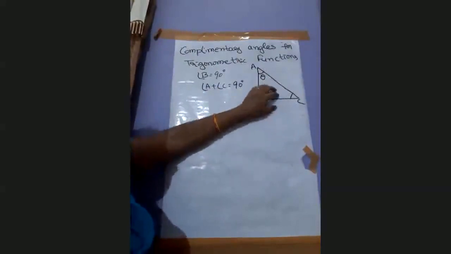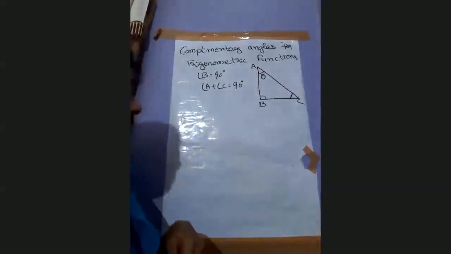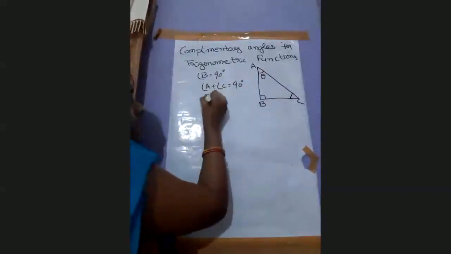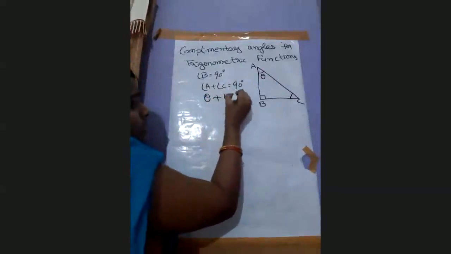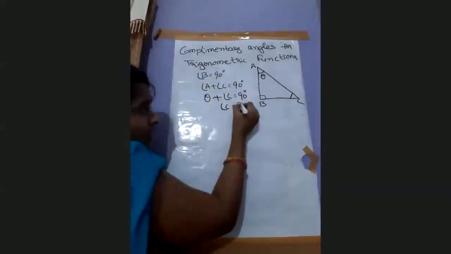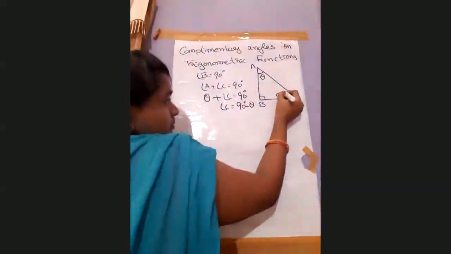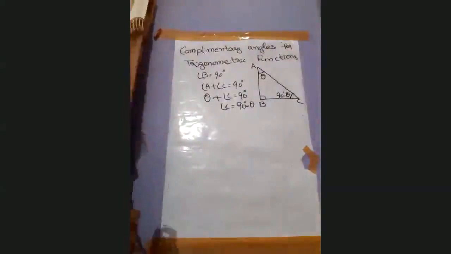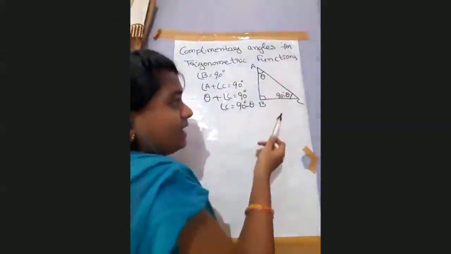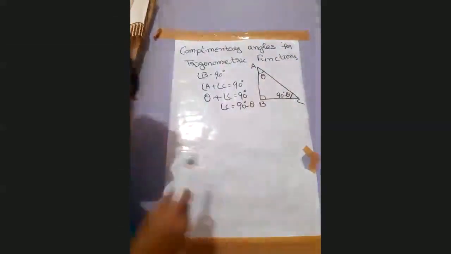Right angle kaaka migila rendu angles ni summation cheste we get 90 degrees. Right? So here angle A I considered as theta, plus angle C is 90. So what about angle C? 90 degrees minus theta. So here angle A is equal to theta and angle C is 90 minus theta, because the summation is 90 degrees.